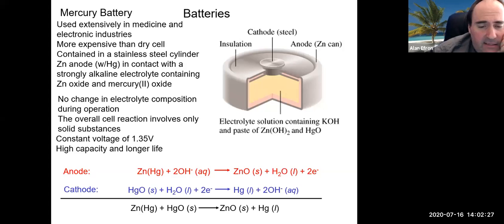The voltage here is a little bit less, 1.35 volts typically in this type of battery. And again, if we look at what's happening here, we have our zinc going from 0 to +2, again going through oxidation. And in this particular case, this is mercury 2, and this is our mercury with no charge, so +2 to 0, gaining electrons, going through reduction. But again, the key part here is the overall reaction, pretty much all solids, a little bit of liquid there. And again, that is very good in terms of long lasting and sort of durability of batteries.